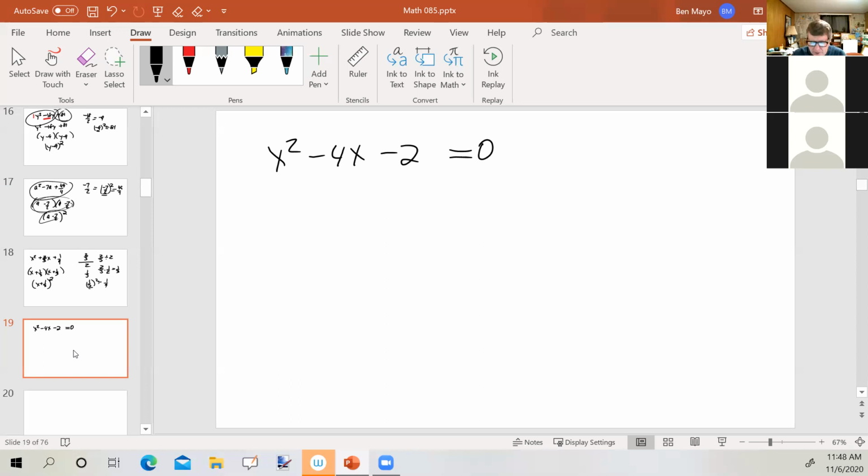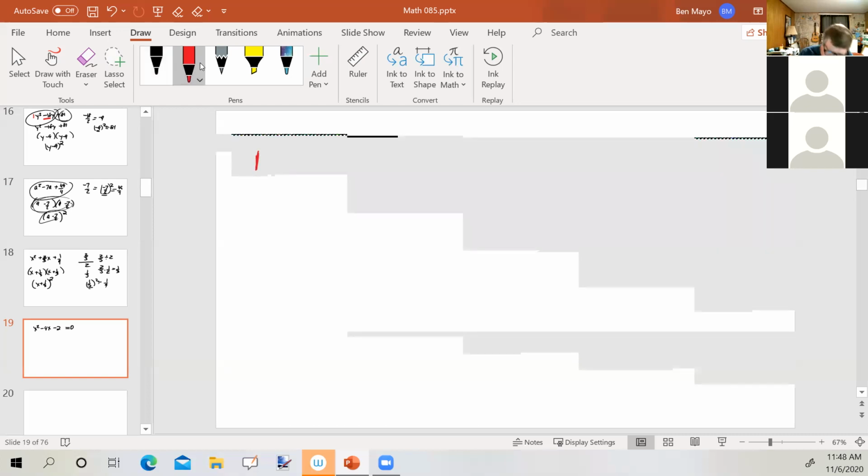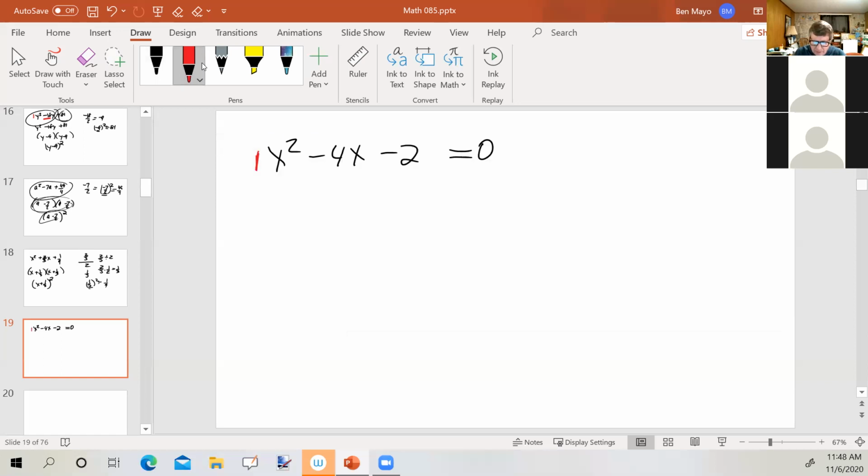The first thing I need to do is have a +1 coefficient on my leading term, x squared. Actually, before that, I need to have it in standard form, ax squared plus bx plus c equals 0, and it is in standard form. If my leading coefficient is not a 1, then I would divide each term on both sides to turn it into a 1, okay? Since it is a 1, we're good to go.